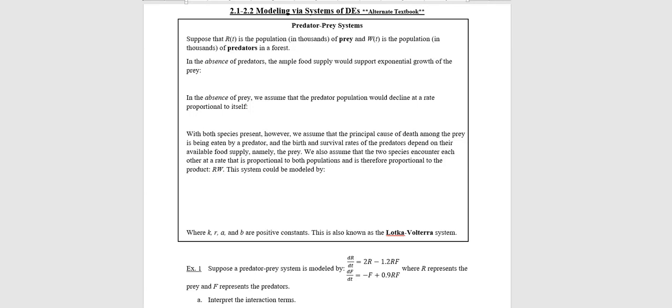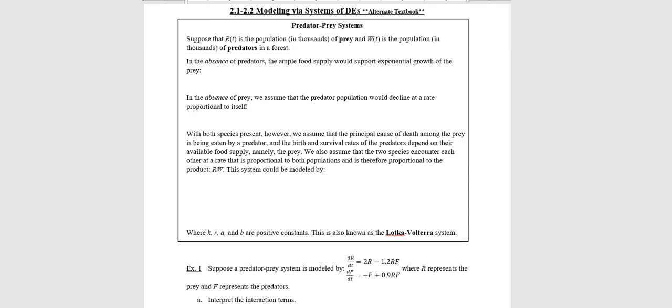If you were to take a biology or an ecology class, you may talk about how the interaction of two animals, one being a predator, one being a prey, may affect their population growth. So suppose that R of t represents your prey and W of t represents the predators. Think R like for rabbits maybe and W for wolves.